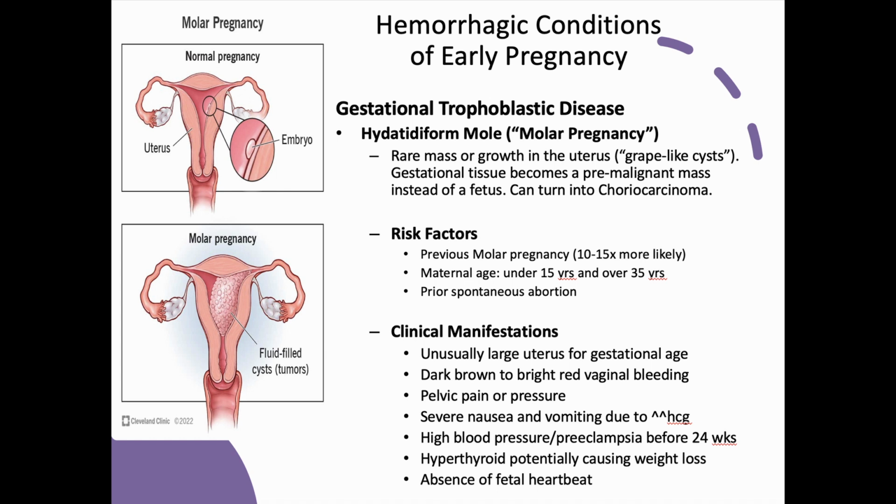So if we're noticing those symptoms in early pregnancy, it could be because they have this rapid acceleration going on, right? So any high blood pressure, preeclampsia before 24 weeks, this could give them hyperthyroid, and there's not going to be a fetal heart because there is no fetus. There's not a baby, it's just the cyst that keeps growing.